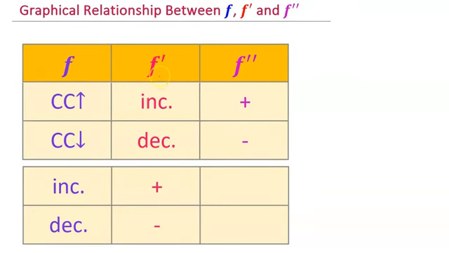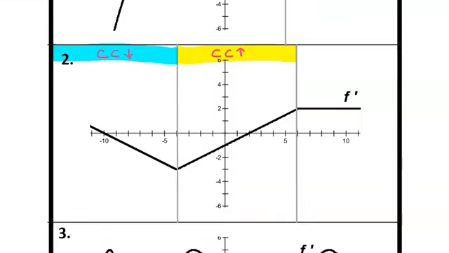Remember that where f prime is increasing, f will be concave up. Where f prime is decreasing, f will be concave down. So function f will be concave down in the first interval and concave up in the second interval. Because function f is neither concave up nor concave down in the last interval, that means it must be linear.